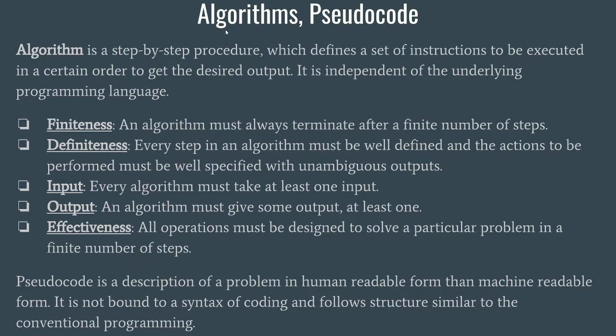Now, there's a slight difference between algorithms and pseudocode. People generally confuse algorithm and pseudocode. They confuse it a lot. But an algorithm is actually a textual set of instructions. That means we do not follow any programming conventions or anything like that. It is just in the form of normal lines which are written pointwise.